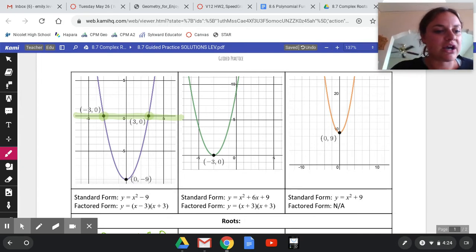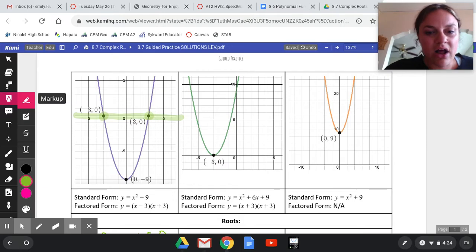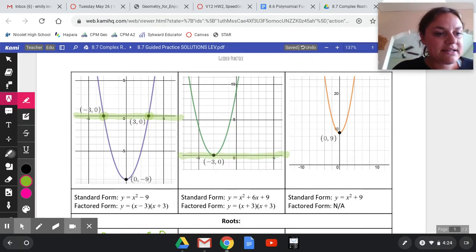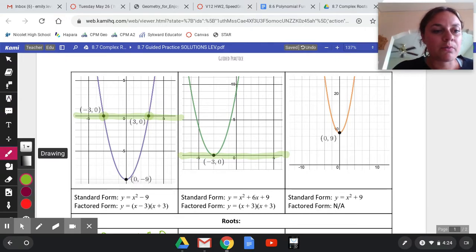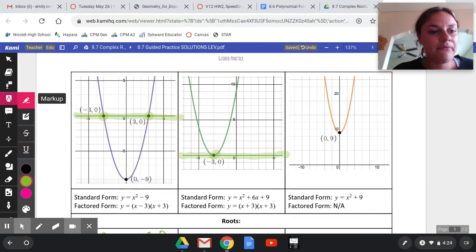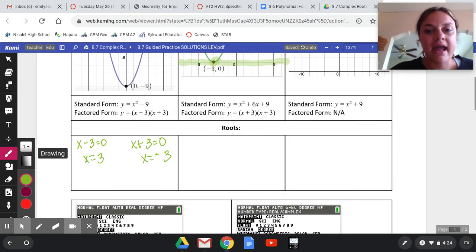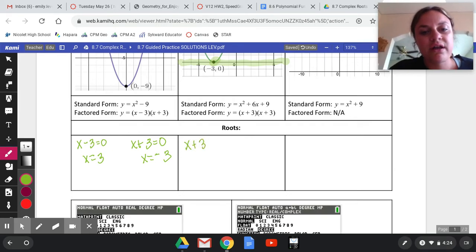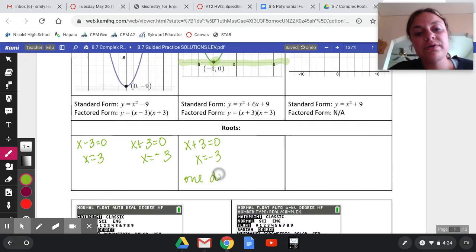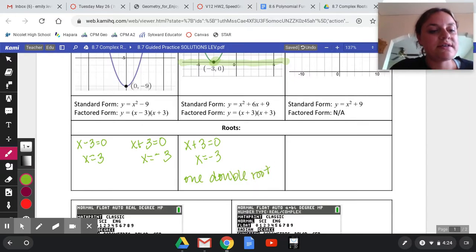Now if I look at my second example, once again I'll highlight my x-axis, which is right here. That has one root at -3. If I take my factors and set them equal to 0, x plus 3 equals 0, x equals -3. That is one double root. I'll write this in over here: this is two single roots.